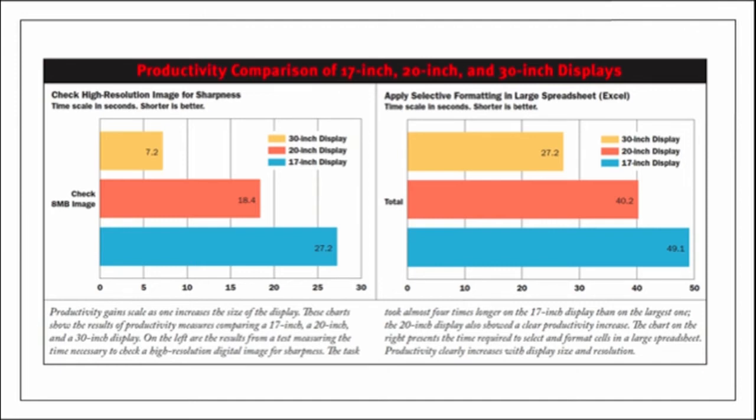And you can see here that basically this is how fast you are with a 17-inch display, with a 20-inch display, and this is with a 30-inch display. So the methodology worked very well for that.